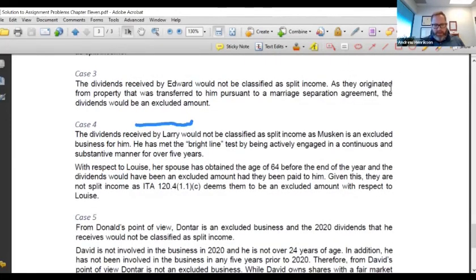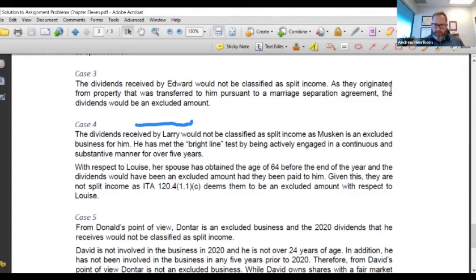So in case 3, we have Edward and Elsie Cole. It says they were married in 2007. Elsie has been the family's primary breadwinner, a role she's satisfied by operating Cole Industries, a Canadian private company involved in an active business. It says Elsie was the sole shareholder of the company and worked full-time in its operations. In late 2019, citing irreconcilable differences, the couple divorced.